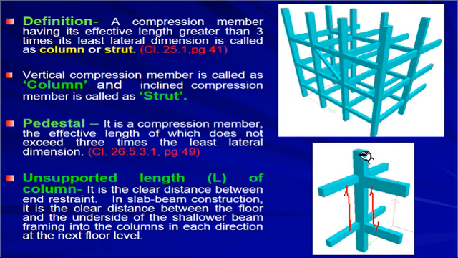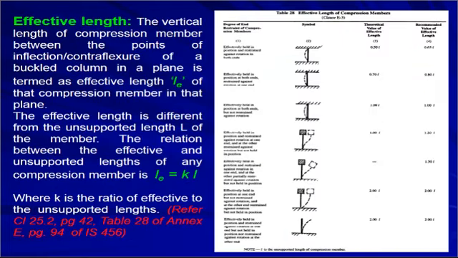But if I consider the major and minor axis of the column, obviously this is my XX axis and this is the YY axis. So about the XX axis, this is the unsupported length, and about the other minor axis, let's say this is YY, this is the unsupported length.